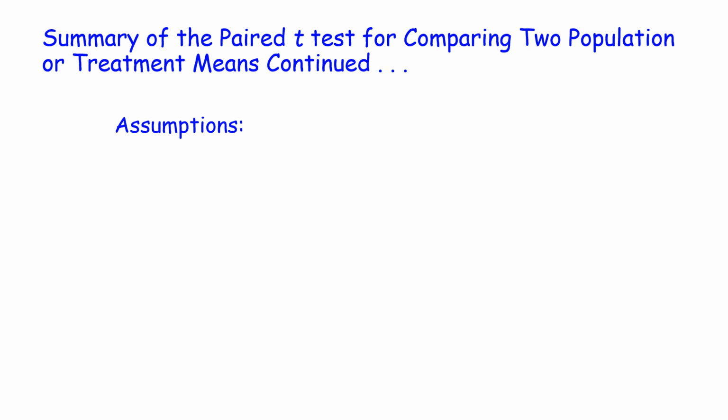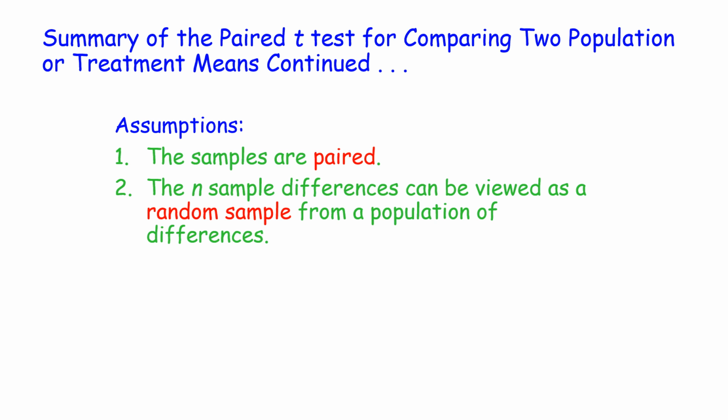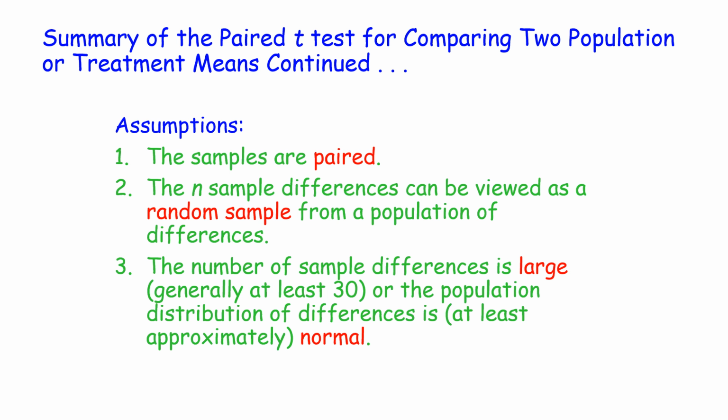We have our assumptions that we have to go through. So first, the samples are paired. Second, that the sample differences can be viewed as a random sample from a population of differences. And third, that the number of sample differences is large, so generally at least 30, or the population distribution of differences is at least approximately normal.